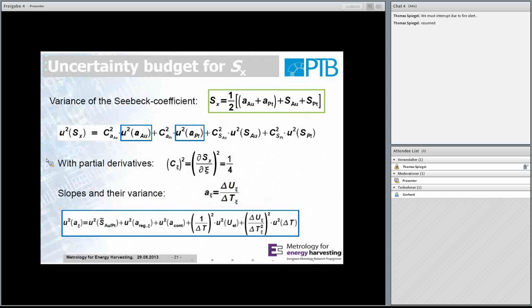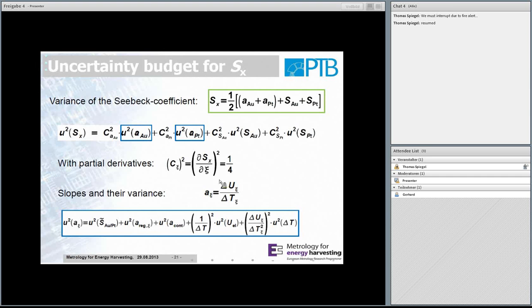because if you now calculate the variance, you have your coefficients here. They're your uncertainty coefficients, sensitivity coefficients, and they all were 1/4, or the coefficient itself is 1/2. And the only thing which you have to calculate then is the uncertainty of the slopes. So what is the slope?